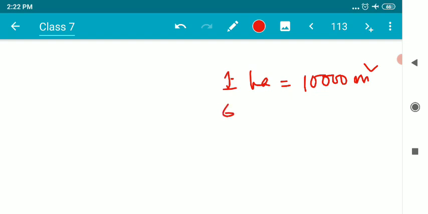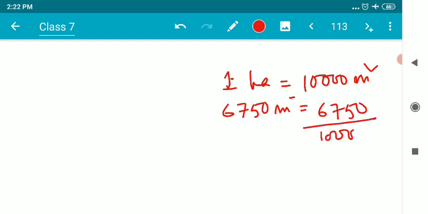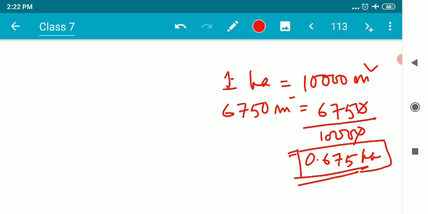So naturally 6750 meters square is equal to 6750 divided by 10,000. Just by dividing by 10,000, we can simply get the area in hectare. So it would come up with 0.675 hectare. We have just divided by 10,000 in order to bring the answer in hectare, which was 6750 meters square. I believe my explanation is very clear. So children, we need to do this in that way.